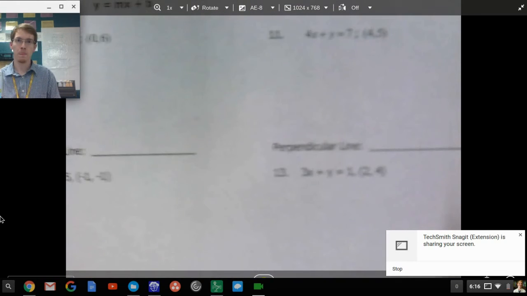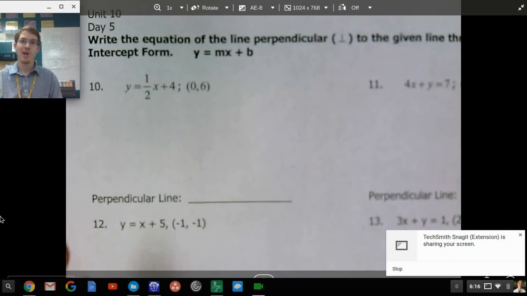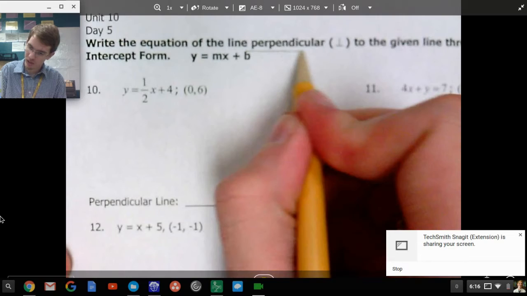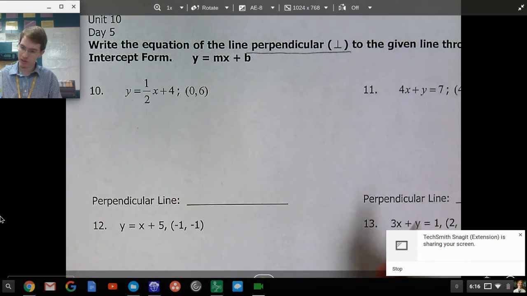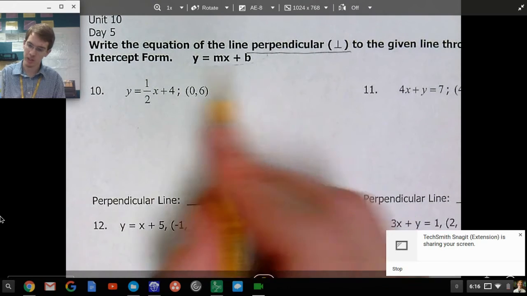All right, let's get going. The next 4, we have a change in directions here. Write the equation of the line perpendicular to the given line through the given point in slope-intercept form, y equals mx plus b.